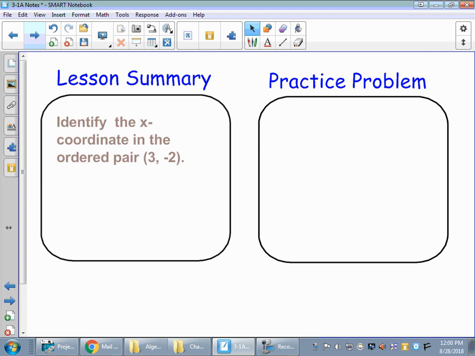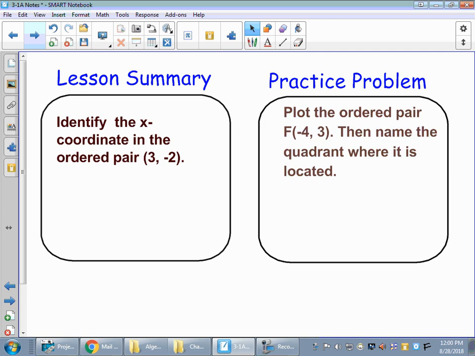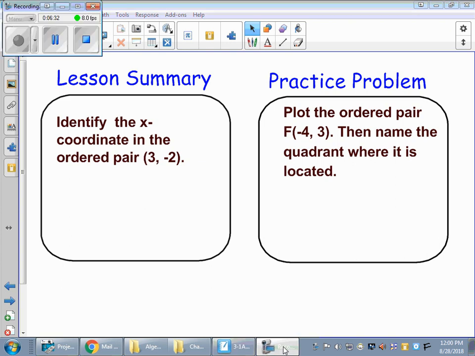Our lesson summary today: identify the x-coordinate in the ordered pair 3, -2. Tell me what that is. And then our practice problem here would be to plot the ordered pair F, -4, 3. Then name the quadrant where that would be located. Is it in 1, 2, 3, or 4? Okay, that's it for 3.1a. We'll get to practice on it. Should be no problems. If you have any questions, bring them.